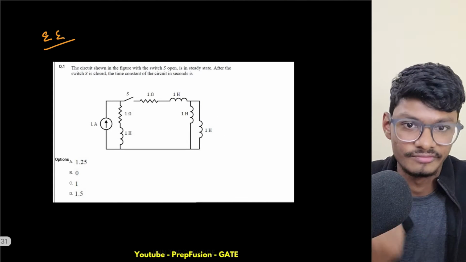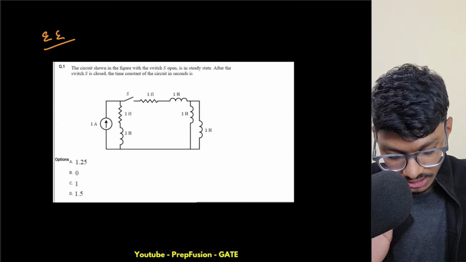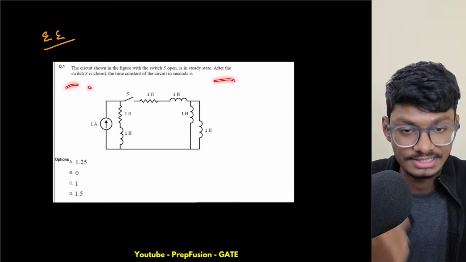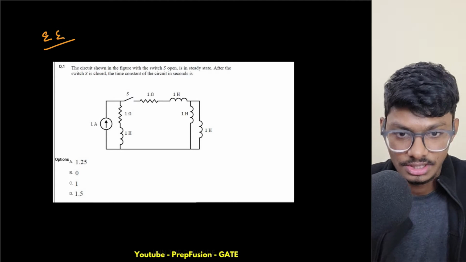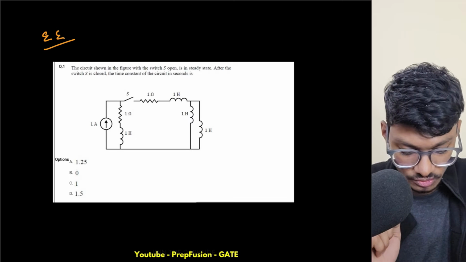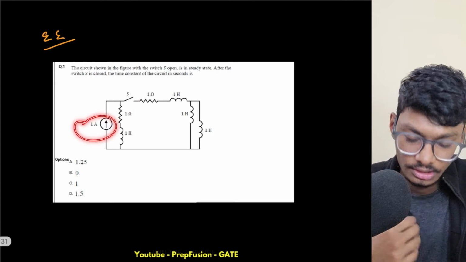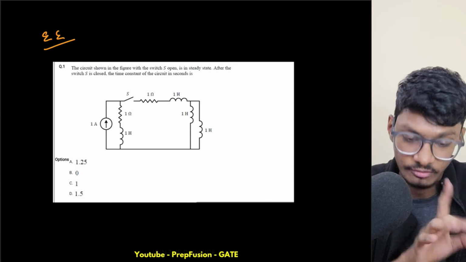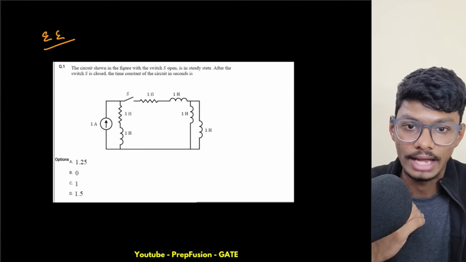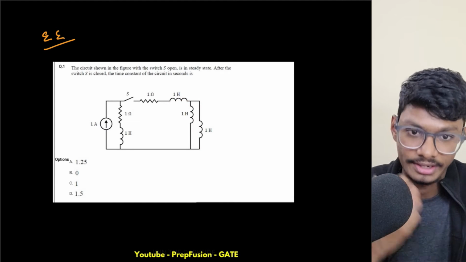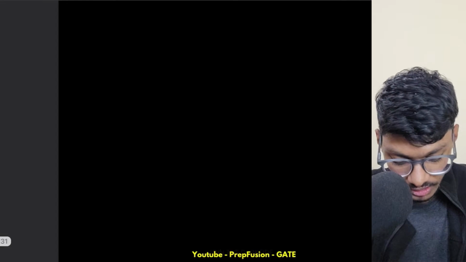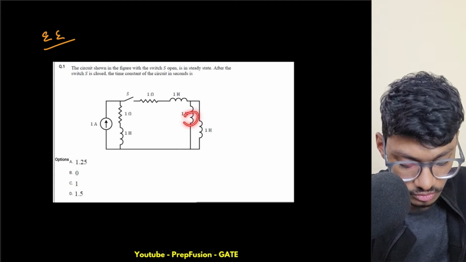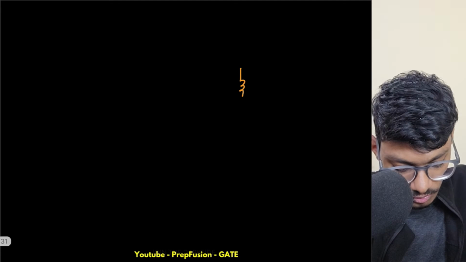This first question is very simple. The circuit is shown in the figure with the switch open. After the switch S is closed, find the time constant of the circuit in seconds. Simply, you can remove the independent sources and find the L equivalent and R equivalent. As we have only one time constant, the voltages or currents of the inductors will be dependent on each other. Obviously these two inductors are in parallel, so the voltages are the same, and these two inductors I can write as 0.5 Henry.